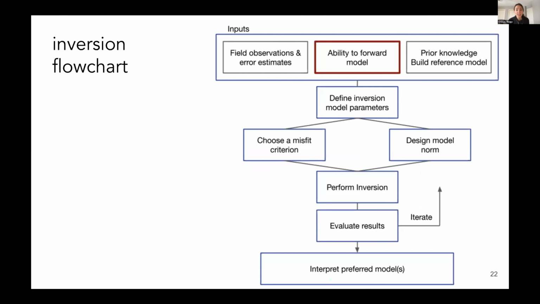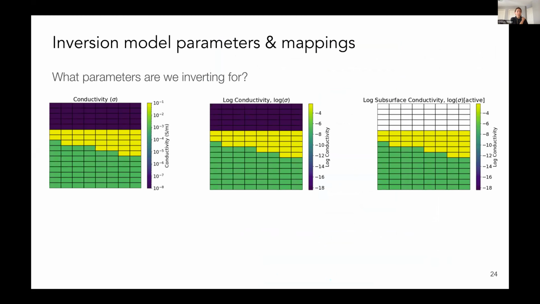Okay, so at this point, we now have the ability to forward model. And I'm assuming that we've got some field observations and our prior knowledge at hand. And so now we're going to move on and start to work through the inversion. The first step here is to define the inversion model parameters. And so the question we're asking really is, what parameters are we inverting for?